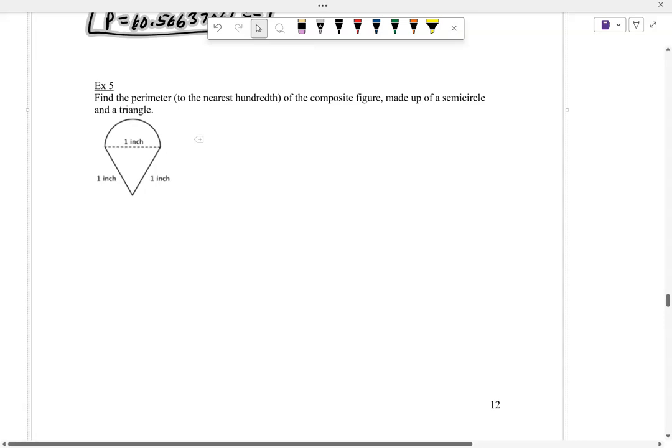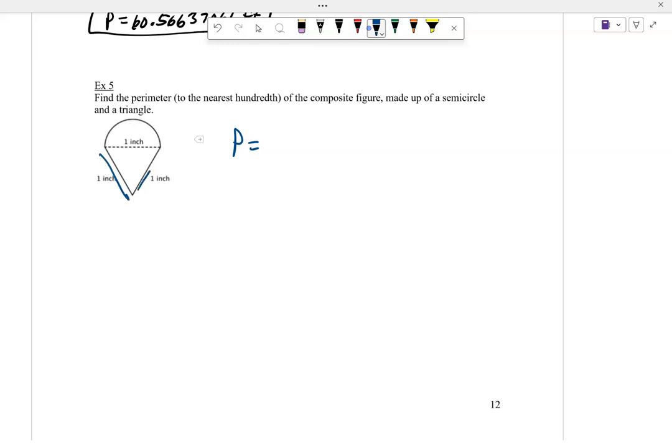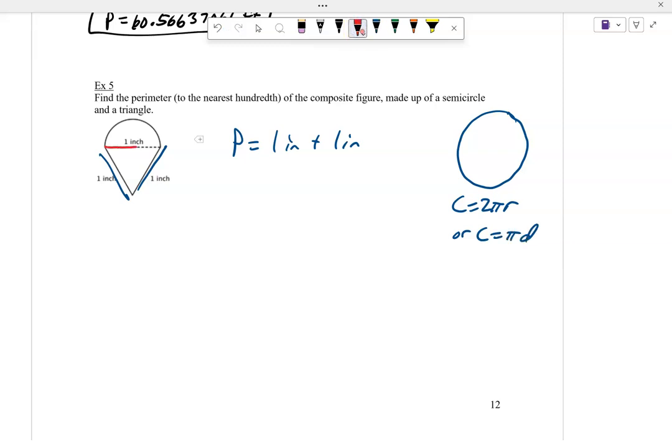Finding this perimeter again. This would be a good you try it problem, by the way. Our perimeter here would be 1 plus 1 inch, plus another inch. And then we've got, instead of the whole way around a circle, just a half a circle, right? We know all the way around circumference is 2 pi r, right? All the way around a circle. Our circumference is 2 pi r, or pi times the diameter. And it looks like they give us the diameter all the way across. So I'm going to use a half of my circumference.